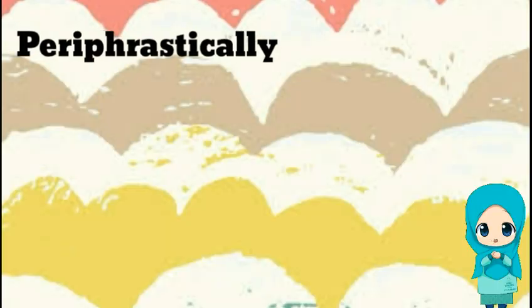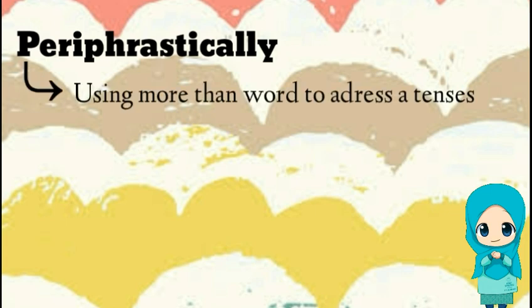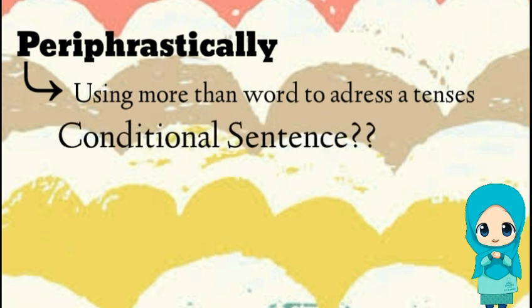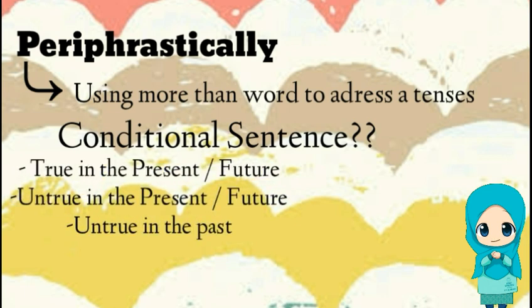Okay, next about periphrastically. Periphrastically is using more than one word to address tenses. In English, we cannot use one word to address the tenses. But how with conditional sentences? Conditional sentences consist of three types. The first is true in the present or future. The second is untrue in the present or future. And the third is untrue in the past.